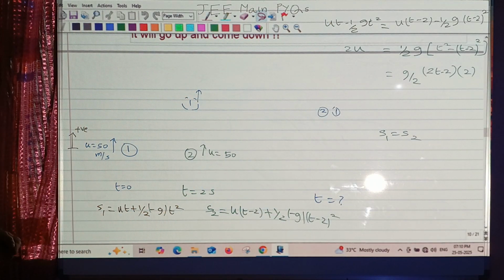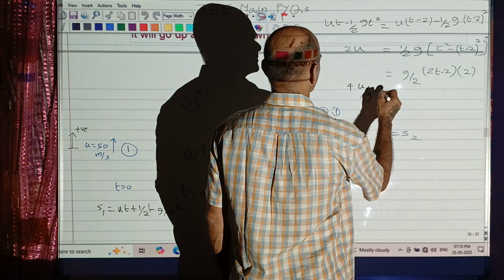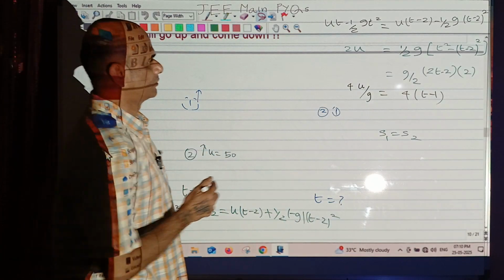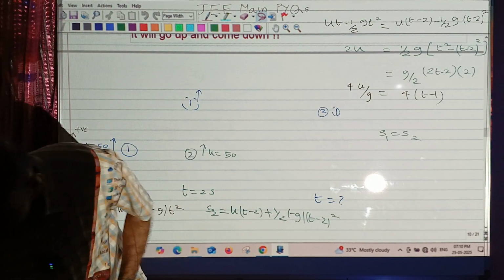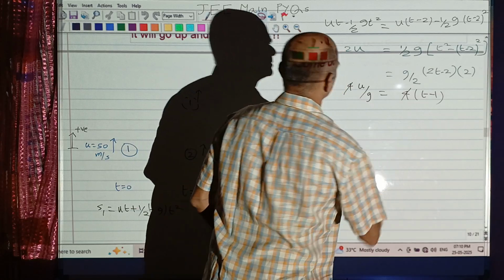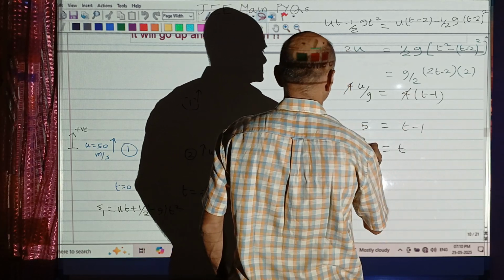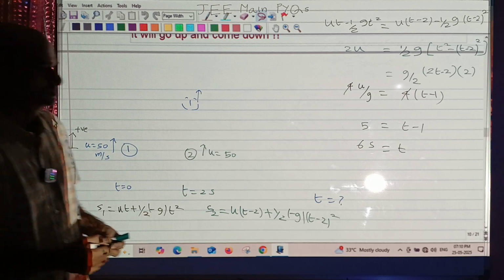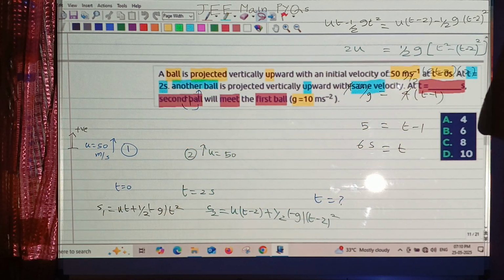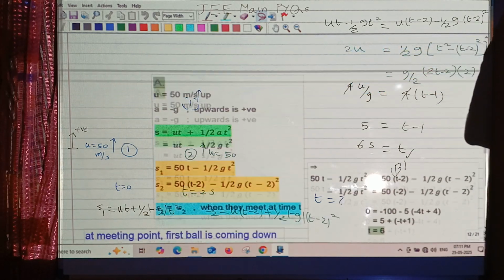u is given as 50. So this will become 4 times u by g equal to, another 4 will come here, 4 times t minus 1. So 4 and 4 can get cancelled. And u is 50, so this is 5 equal to t minus 1. So t is 6 seconds in SI units. So it's option B. Option B is the correct answer.